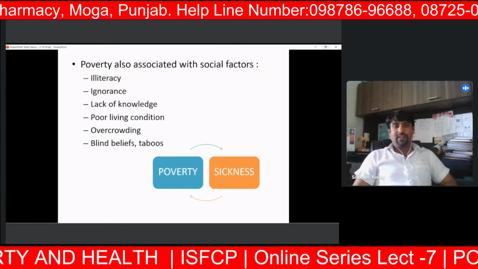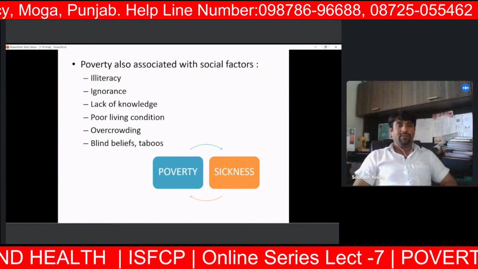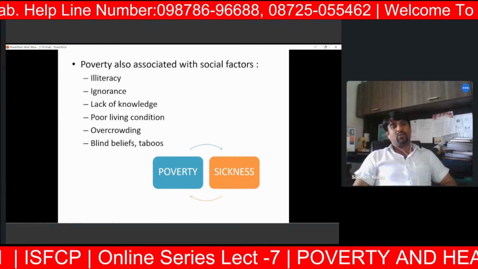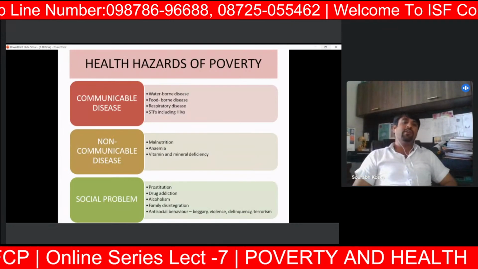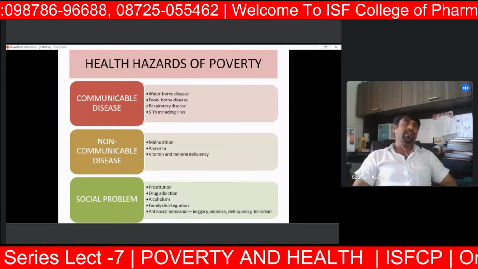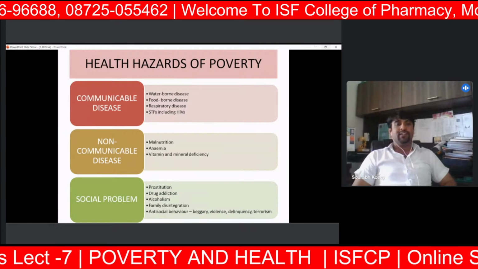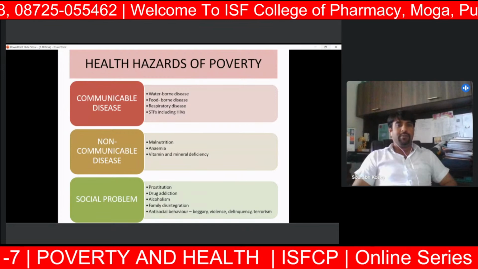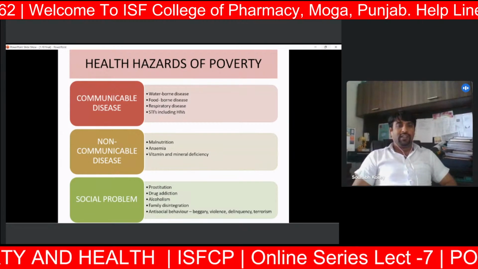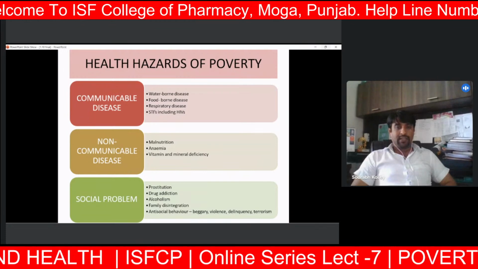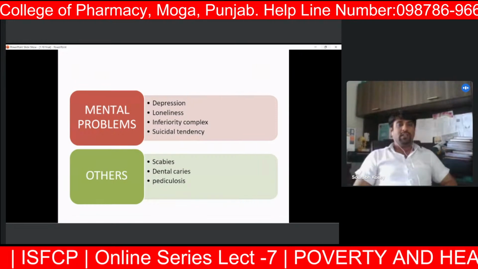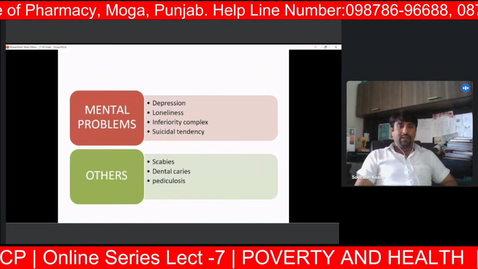Poverty is also associated with various social factors such as illiteracy, ignorance, lack of knowledge, poor living conditions, overcrowding, blind beliefs, taboos, or rituals which are very old-fashioned stereotypes. So poverty leads to sickness and health hazards: various communicable diseases such as waterborne, foodborne, respiratory, and sexually transmitted infections, including gonorrhea, syphilis, and HIV; non-communicable diseases; malnutrition, anemia, and vitamin and mineral deficiency. Social problems like prostitution, drug addiction, alcoholism, family disintegration, antisocial behavior, beggary, violence, delinquency, and terrorism take place. Mental problems like depression, loneliness, inferiority complex, suicidal tendency, scabies, dental caries, and pediculosis.